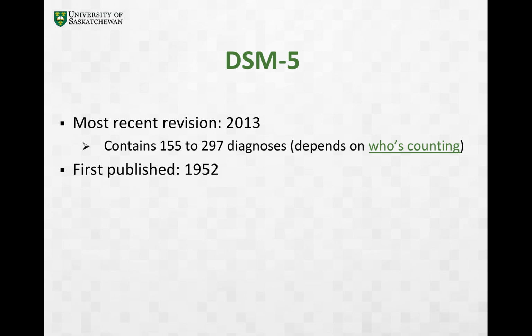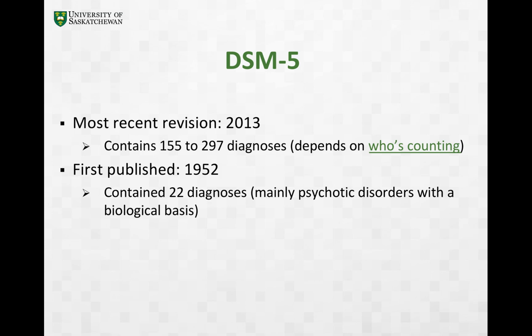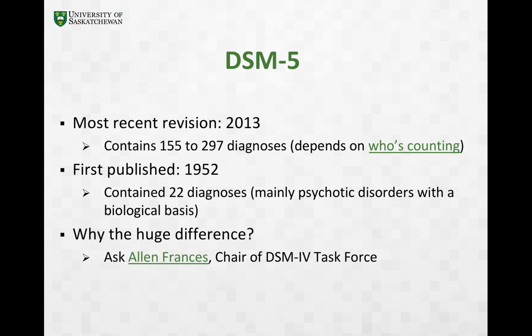It was first published in 1952, and at that time it had a whopping 22 diagnoses. Most of them were mainly psychotic disorders that had a strong biological basis. So the big question comes then, why the huge difference? How do we jump from 22 all the way to somewhere between 155 to 297? Well, Alan Francis, who is the chair of the DSM-4 task force, put out a very powerful video, really kind of his own mea culpa of his role in expanding the diagnostic machinery.